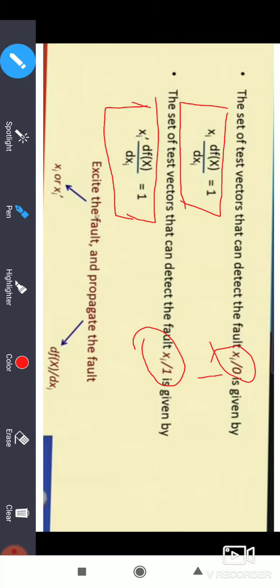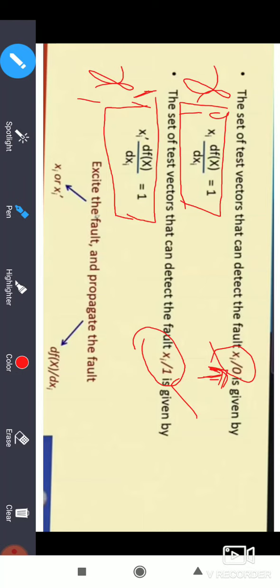Whenever the stuck-at fault is 0, we will use xi, means we will apply the reverse logic value for the excitation. So here 0 is there, so we will apply xi. Here stuck at 1, so we will apply the reverse logic value, means xi bar. These two formulas we will apply for the detection of the test vectors.